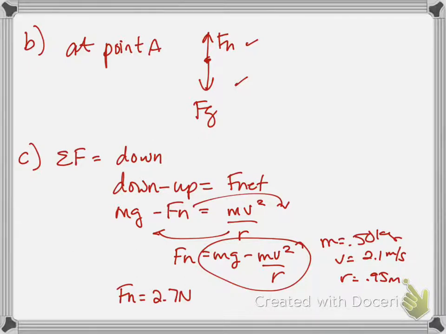So we get 1 point for indicating that the sum of the forces is centripetal, 1 point for having the correct relative signs, that is normal force and gravity have opposite signs there, 1 point for a correct substitution to get the correct answer. All right, part D.